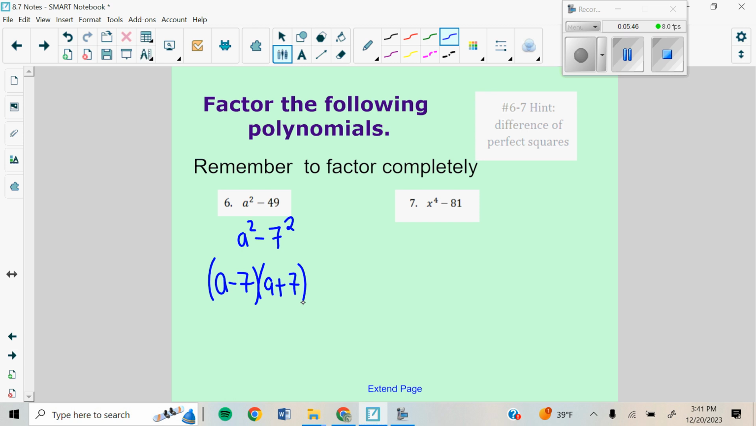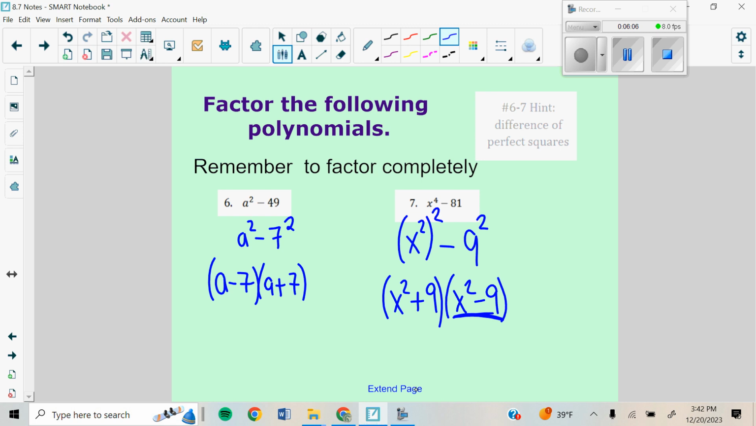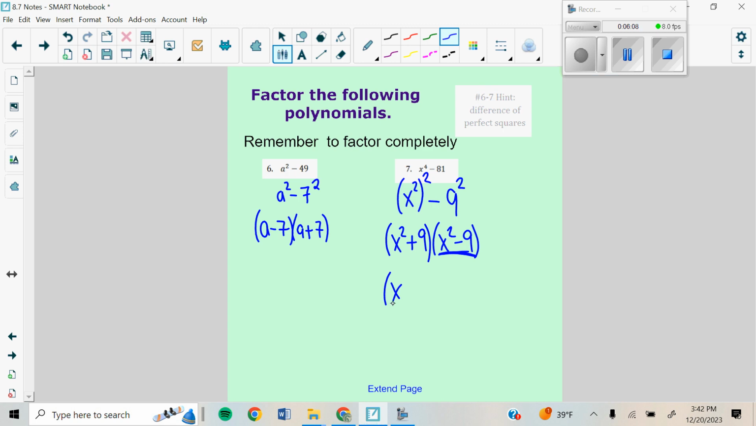Now if we look here, my term is x squared squared, and then I have 9 squared. So I have x squared plus 9 and x squared minus 9. Now the hint said remember to factor completely because this second one is still a difference of perfect squares. So I get x squared plus 9 and then x minus 3 and x plus 3 because that can factor out into both of those.